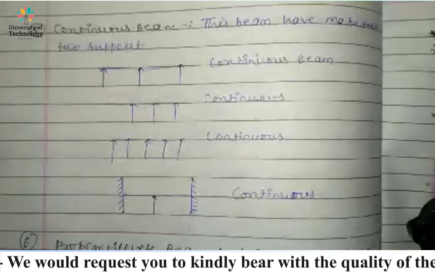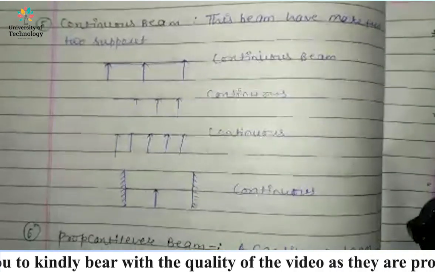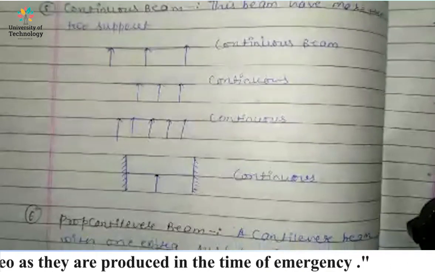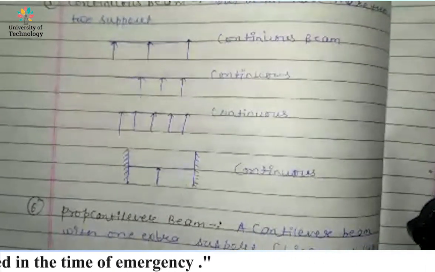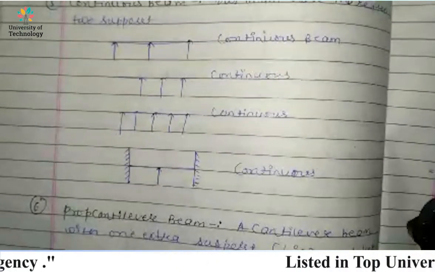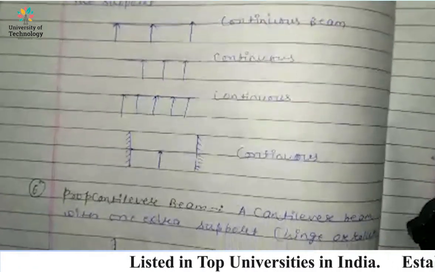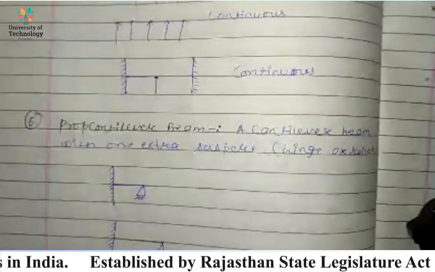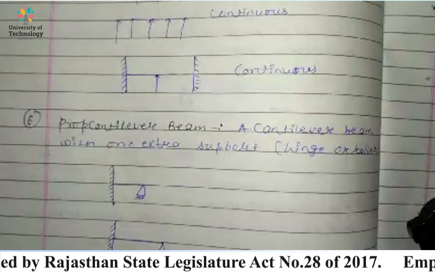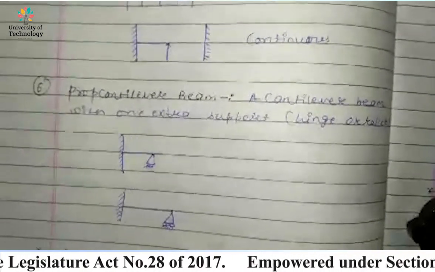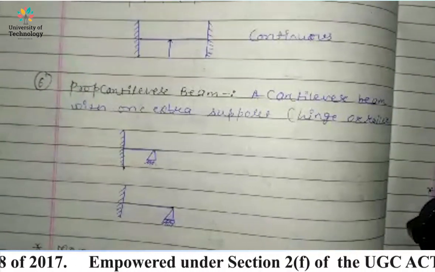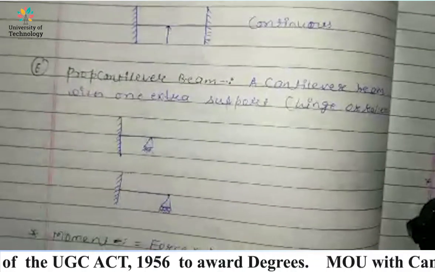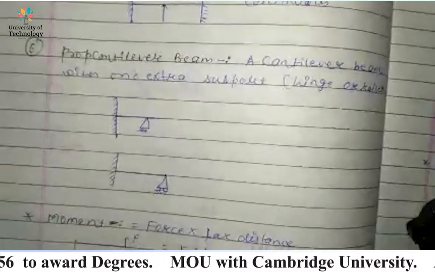The next is continuous beam. This beam has more than two supports, that is a continuous beam. From the diagram we have 3 and 5 supports on the beams. Now the sixth is propped cantilever beam. A cantilever beam with one extra support, that is a propped cantilever beam.